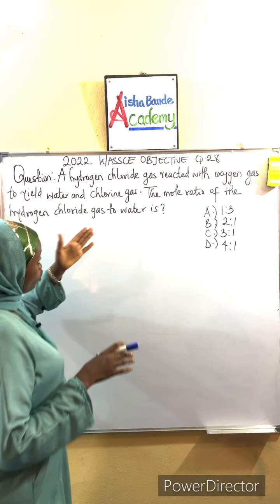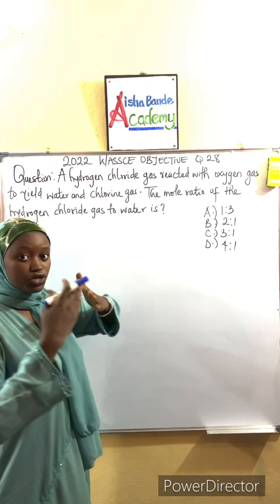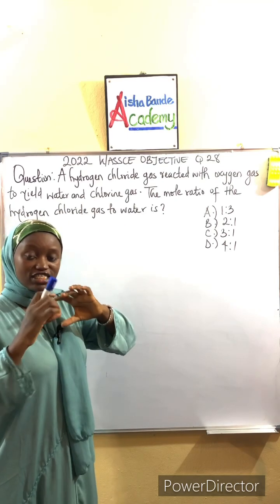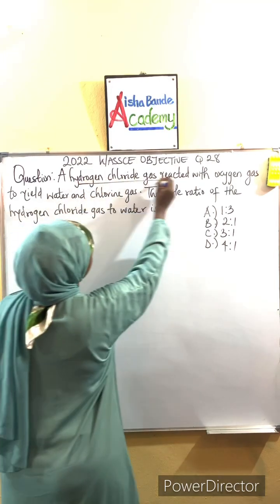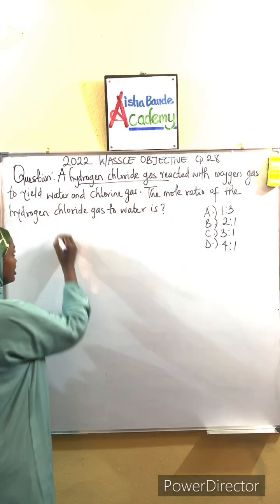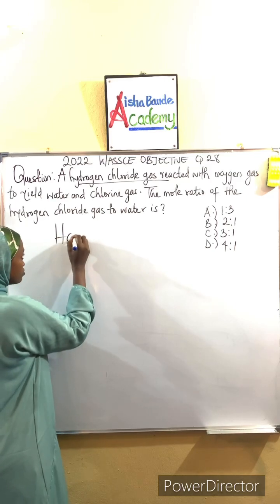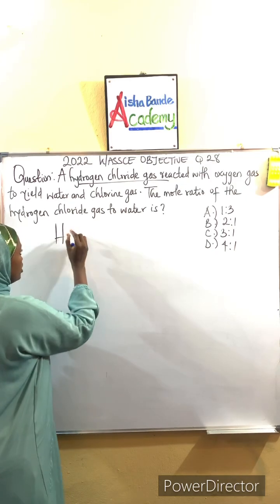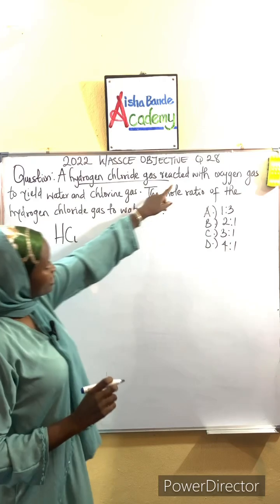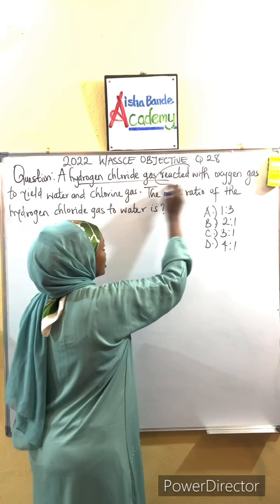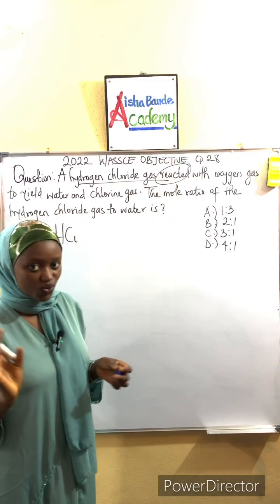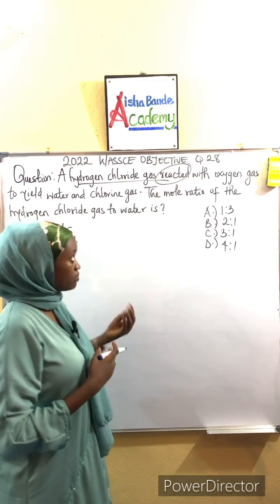The first step for us to solve this type of question is to interpret the statement step by step. It says hydrogen chloride gas, that is HCl, reacted. Once you see this word reacted, just know that you are required to write out a chemical equation.